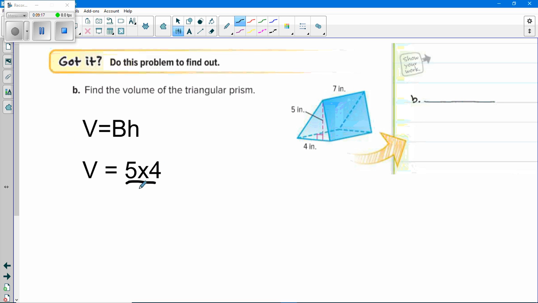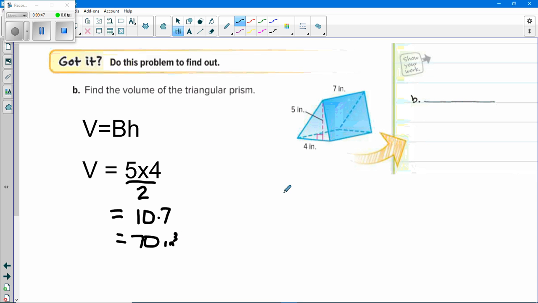5 times 4 divided by 2. Well, 5 times 4 is 20. Half of 20 is 10. Times the height, and the height is the distance between the triangles, which is 7. So 7 times 10 equals 70 cubic inches. It's really that simple.